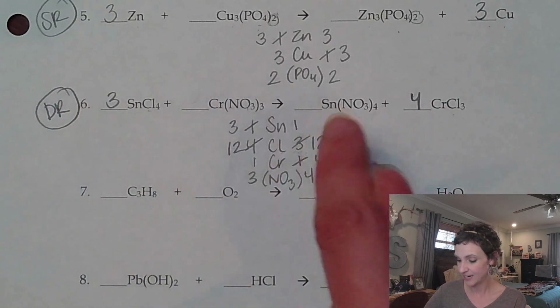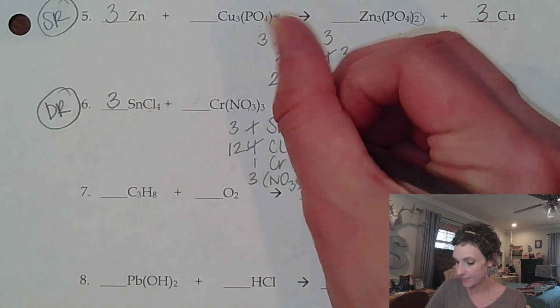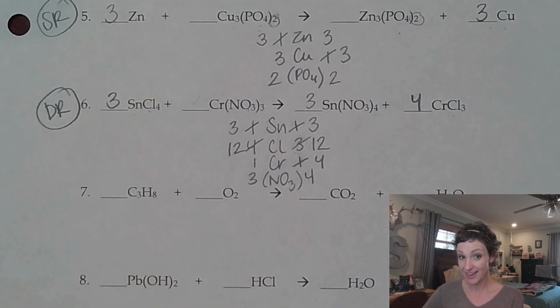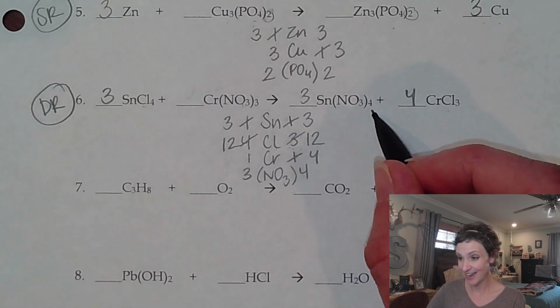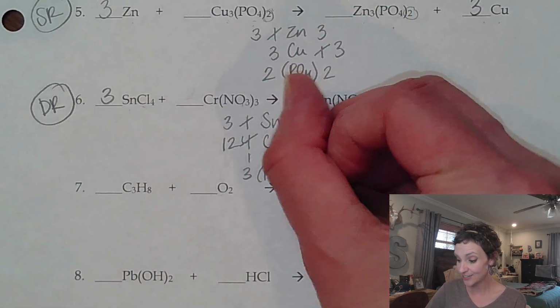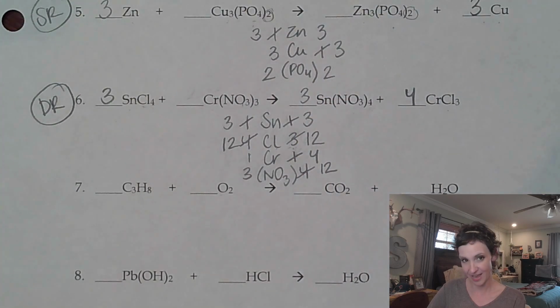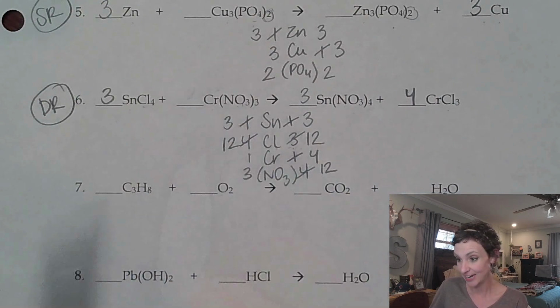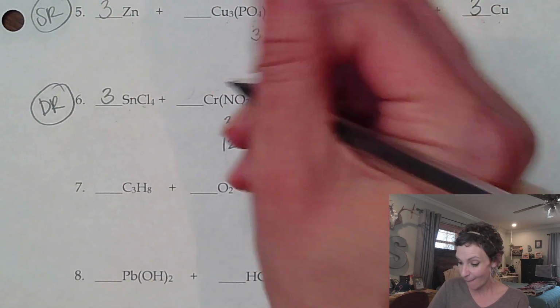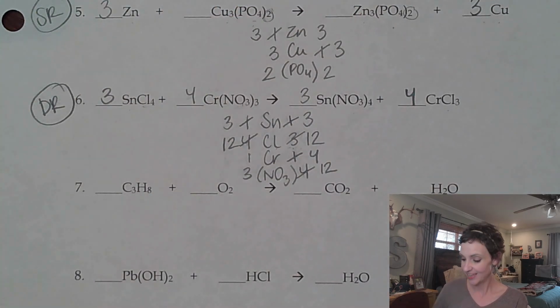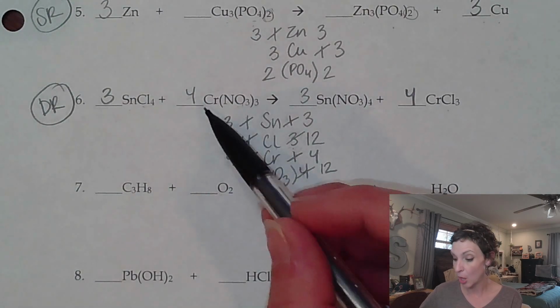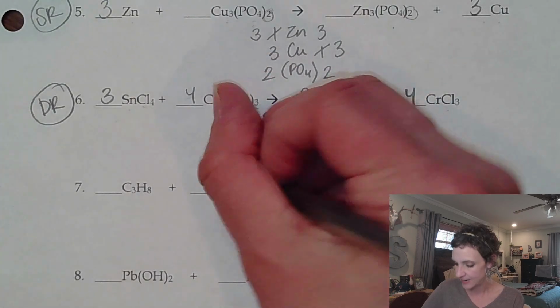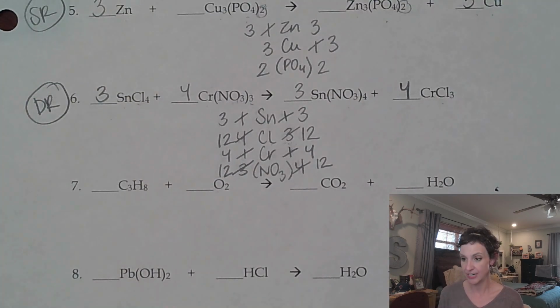I have 3 10s over here. To get 3 10s over here, let's see what happens if I put a 3. I got 3. And how many nitrates do I have here? 3 times 4 total nitrates is a 12. Okay, now the picture is getting a little clearer. To get 12 nitrates over here and to get 4 chromiums over here, how about I put a 4 there? Yes, that will give me 4 chromiums to balance my chromiums. It will also give me 4 times 3 to give me 12 nitrates, okay?